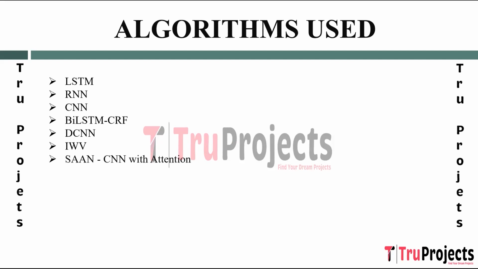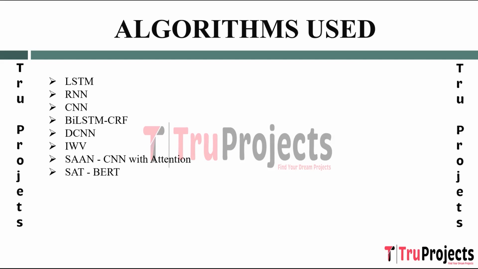SAAN, Self-Attentional Aggregating Network, CNN with Attention. SAN is a neural network architecture that combines convolutional neural network, CNN, with self-attention mechanism. Self-attention mechanisms allow the model to focus on different parts of the input sequence, capturing long-range dependencies and improving performance in tasks like sentiment analysis. In the project, SAN is applied to extract salient features from the input text data and capture contextual information relevant to sentiment analysis.